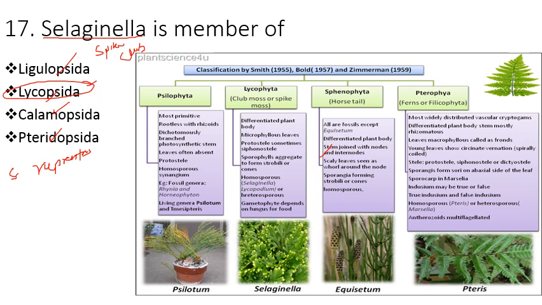Then this is the outline of classification given by Smith and Bold and Zimmermann. This is the person who is related with Zimmermann. In 1930 he gave famous Telome theory, which is related to pteridophytes. Telomes are simple axes which may be fertile or sterile axes. So this theory was given by Zimmermann.